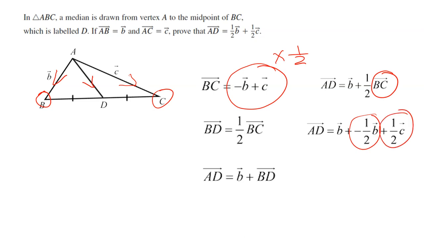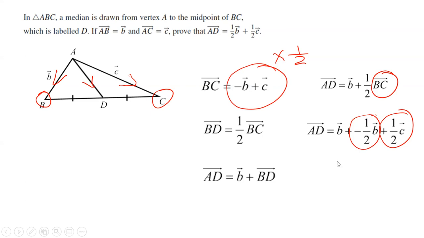Can everybody see why that's okay for me to do that? Right? I'm taking out the BC. Thank you, Jordan. Okay, great. I'm taking out the BC and I'm putting in what the BC is, but taking a half of it, multiplying it by a half. So that's what gives me this thing here.